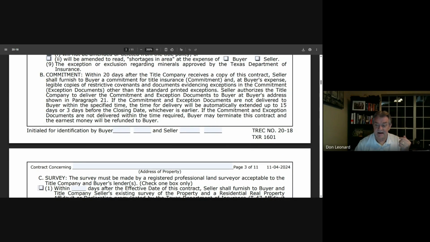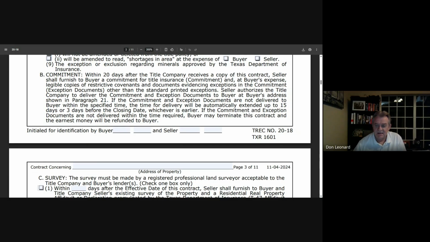B talks about the title commitment. The title commitment, of course, has to be delivered within 20 days after the title company receives a copy of the contract. And so when they receive a copy of the contract, that starts the clock ticking for them to go and deliver that title commitment. They get an extension as well. It says that if they can't get it out within 20 days, then they get an automatic extension up to 15 more days, as long as they get it out at least 3 days prior to closing. So they get a little automatic extension there if they need it.